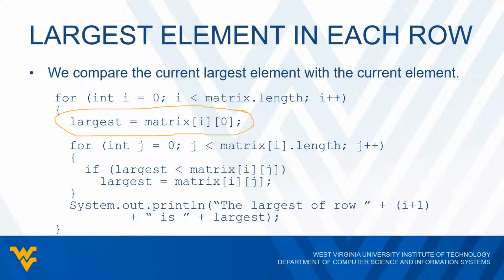And then we look at each column and we just compare if our current largest is less than the element that we're looking at. And if so, then we're going to update our largest to the new larger value. And then we just output the largest. Then we go to the next row and we reinitialize our largest value and we just repeat this.